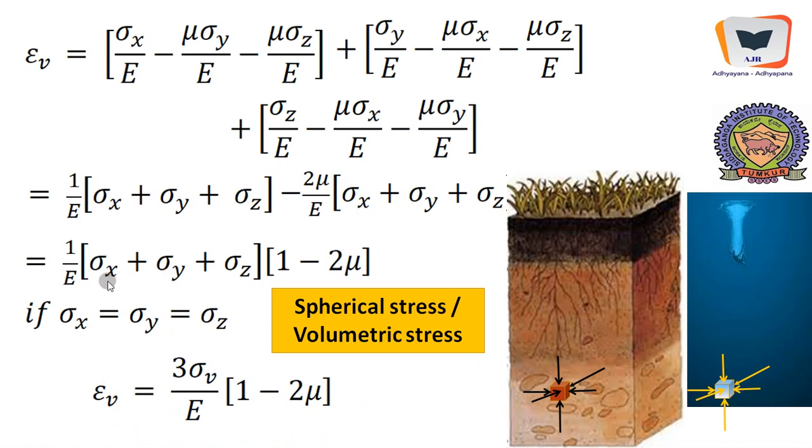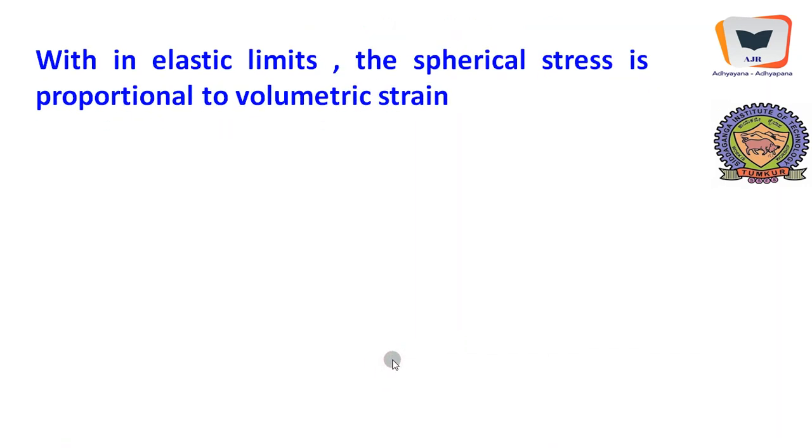So if you add this, it will become 3 sigma v, and we will change the notation as sigma v, or 3 times sigma v divided by E into 1 minus 2 mu. So this is a famous expression for epsilon v, that is volumetric strain in terms of volumetric stress and modulus of elasticity and Poisson's ratio. Therefore volumetric strain happens to be a function of volumetric stress or spherical stress, modulus of elasticity and Poisson's ratio. So within elastic limits, we can extend the Hooke's law for this spherical stress and volumetric strain also.